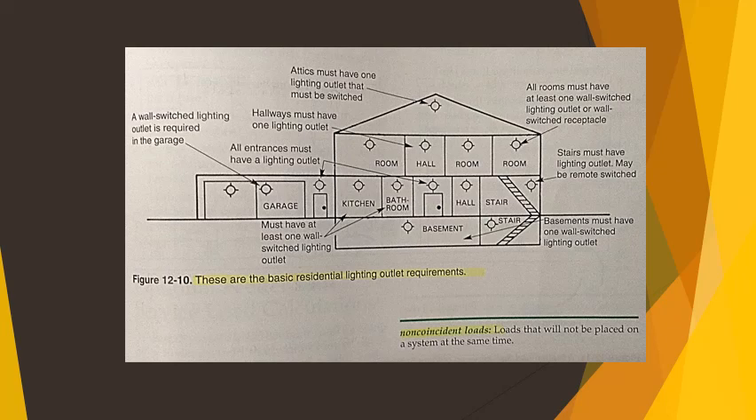A wall switched receptacle is permitted in rooms other than the kitchen or bathroom, where a lamp may provide lighting instead of a wall or ceiling fixture. A remote control switch may be used for hallways and stairs. These basic requirements are shown in figure 12-10.